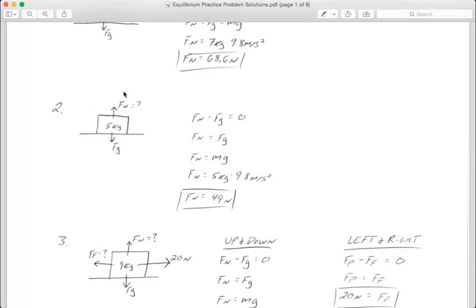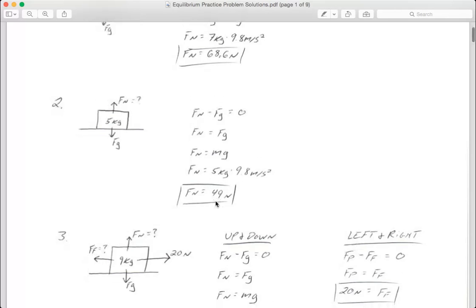So the normal force is up, and that's our question mark. Force of gravity is down. This equation is set up the same as the previous one. My up arrow, normal, minus my down arrow, gravity, equals 0. So normal equals force of gravity, my second line here. And I know force of gravity is mass times g, which is 9.8. So I can plug in my numbers in the next line. Mass is 5 kilograms. G is 9.8 meters per second squared. And my calculator gives me 49 newtons.